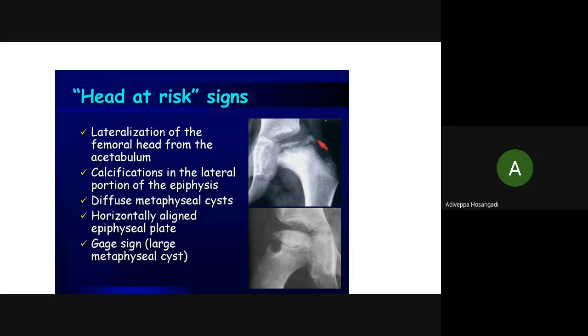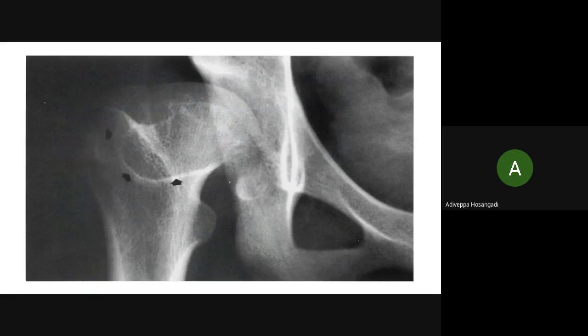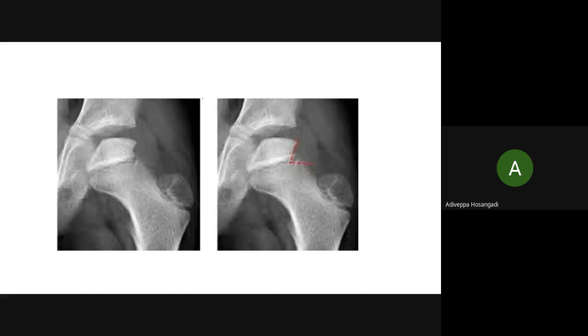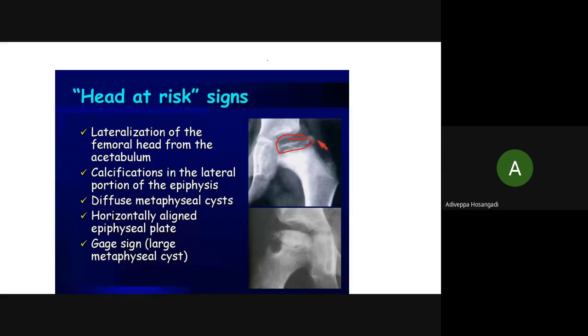So what happens here? There is a lateral epiphyseal vessel which gets kinked. There are a lot of theories, we will not get into that. So it gets kinked, and the epiphysis becomes avascular. But because remodeling is possible in childhood, the femoral head forms again in Perthes disease, but in adults it is lost once and for all. I will come to head at risk signs later.